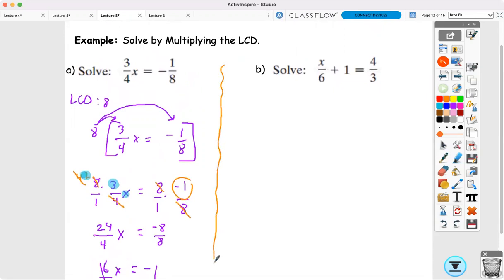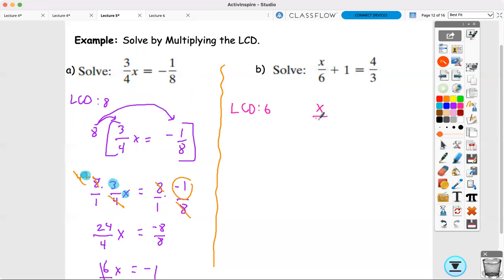All right, let's look at B. The two denominators we have are 6 and 3. The LCD for that is 6. After a while, you can start seeing things quicker. You can start seeing things better. The LCD is 6 because 6 goes into 3 and 6. So I'm going to multiply the whole thing by 6.